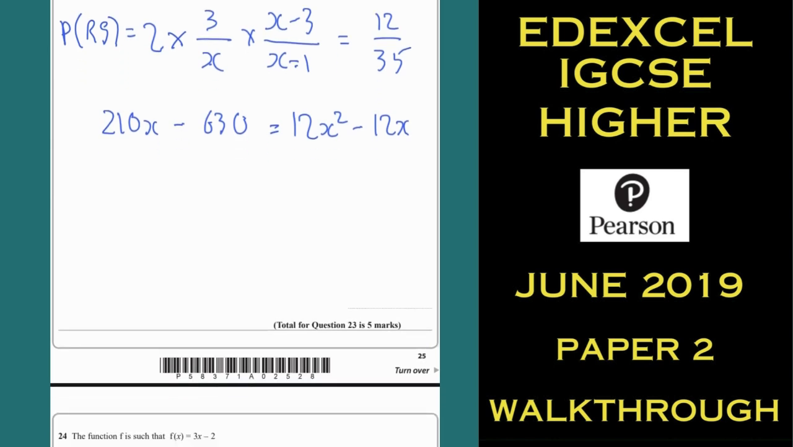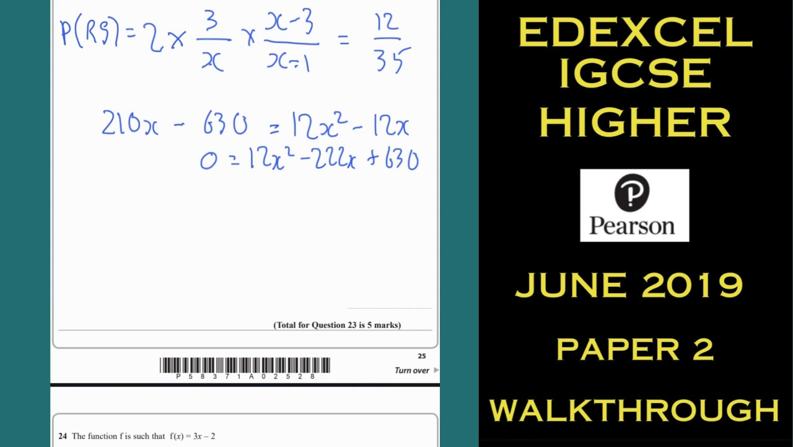Let's rearrange to equal 0. So 12x squared, we'll leave them alone. We've got -12x, take away 210. Looks like a preposterous 222x, but it is correct. And we add 630 to both sides.